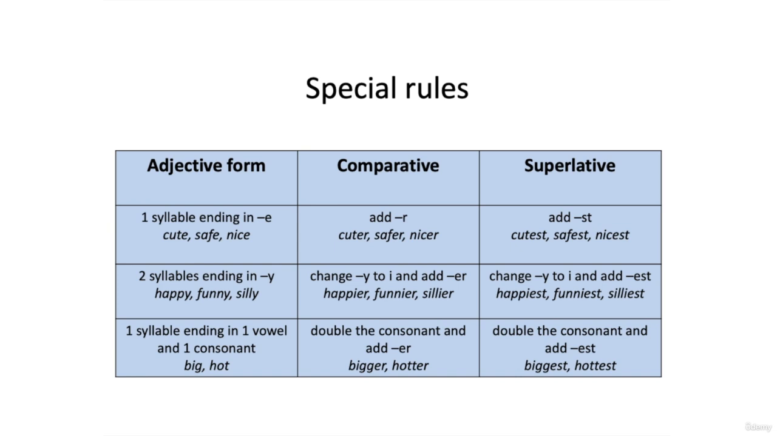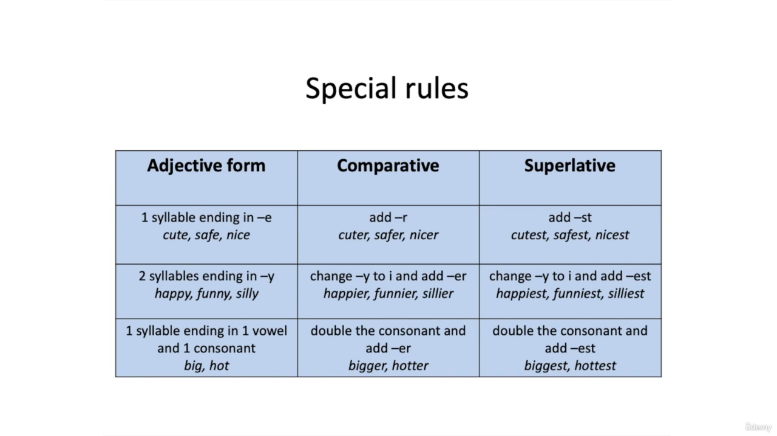With adjectives with two syllables ending in Y, we form the comparative by changing the Y to I and adding ER. And we form the superlative by changing the Y to I and adding EST. For example, happy, funny, silly. Happier, funnier, sillier. Happiest, funniest, silliest.